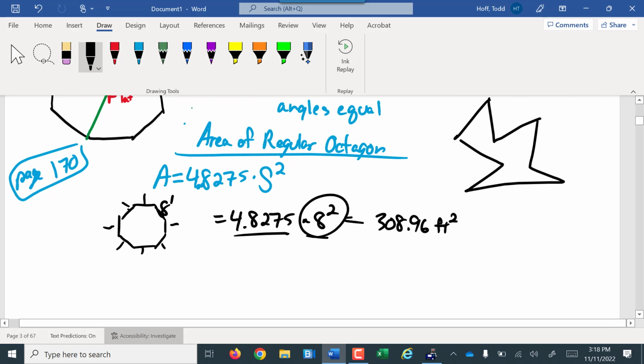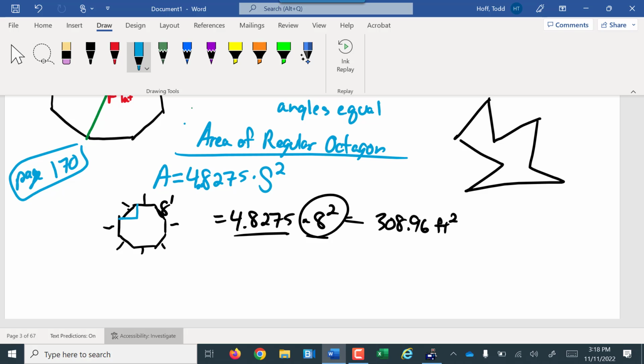That comes from trig, using the fact that if you divided this up, this is 8 feet. This length is sine of 45 degrees times 8 feet. There's a little bit of a mess to it, yes.